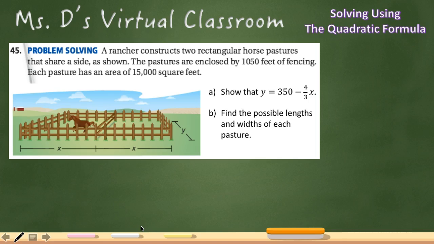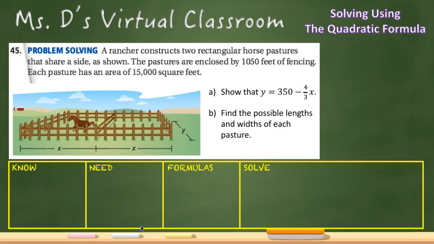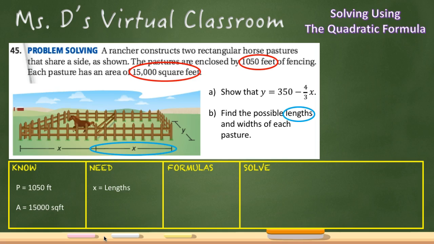So a good strategy to use for word problems is using a KNFS chart. Know, need, formulas, and solve. First, what do you know? You know that the perimeter is 1,050 feet and the area is 15,000 square feet. Next, what do you need? You need the lengths, which are denoted as x, and the widths, which are denoted as y.